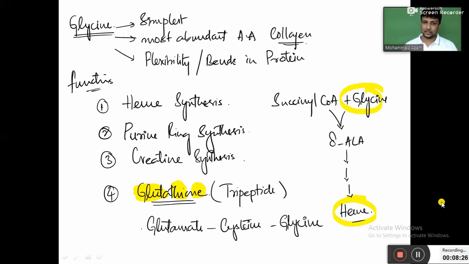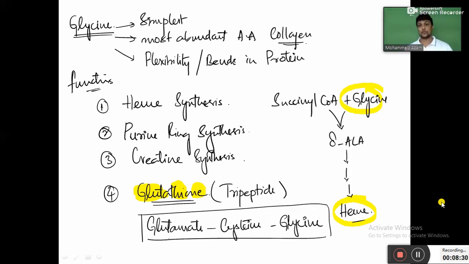Remember, in this exam, they have already asked about this one, guys. It was already asked. Glutathione is made up of how many amino acids, guys? 3 amino acids: glutamate, cysteine, and glycine. Is it okay? So glycine is required for heme synthesis, purine ring synthesis, creatine synthesis, as well as glutathione synthesis.